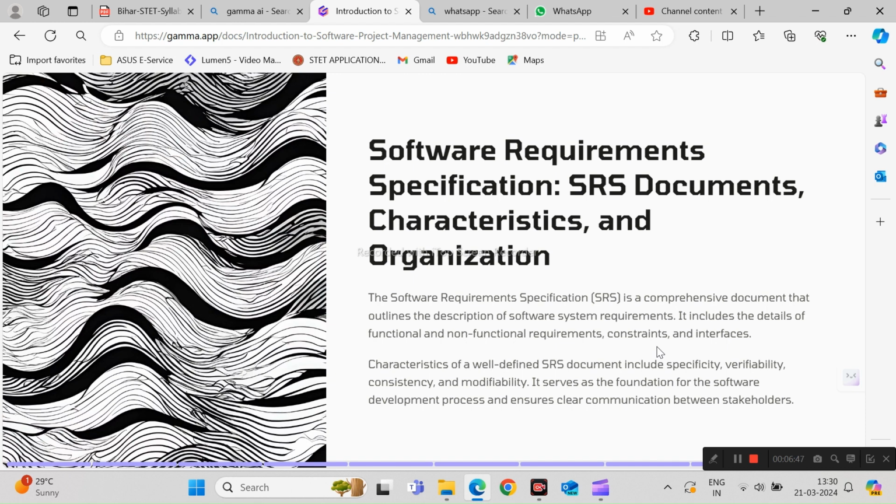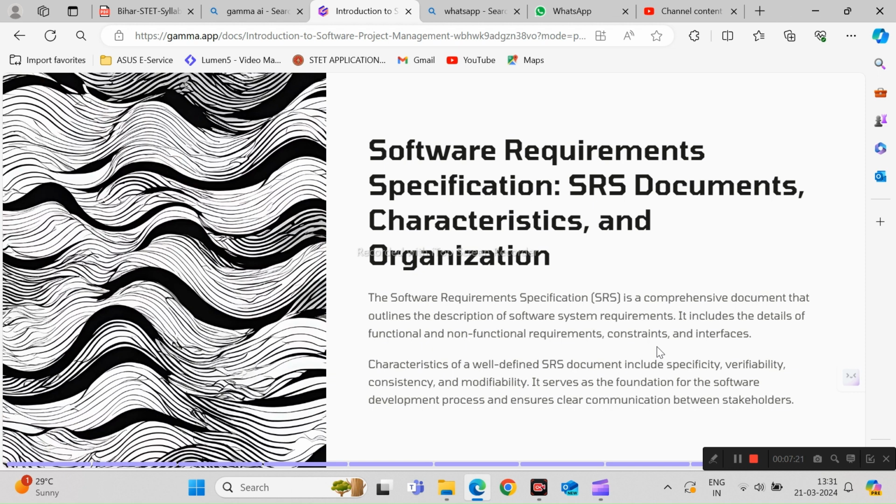Now the very important part of software engineering is SRS. SRS stands for Software Requirement Specification. Now we are going to see the SRS document, its characteristics and organization. The software requirement specification, SRS, is a comprehensive document that outlines the description of software system requirements. It includes details of the functional and non-functional requirements, constraints, and interfaces.